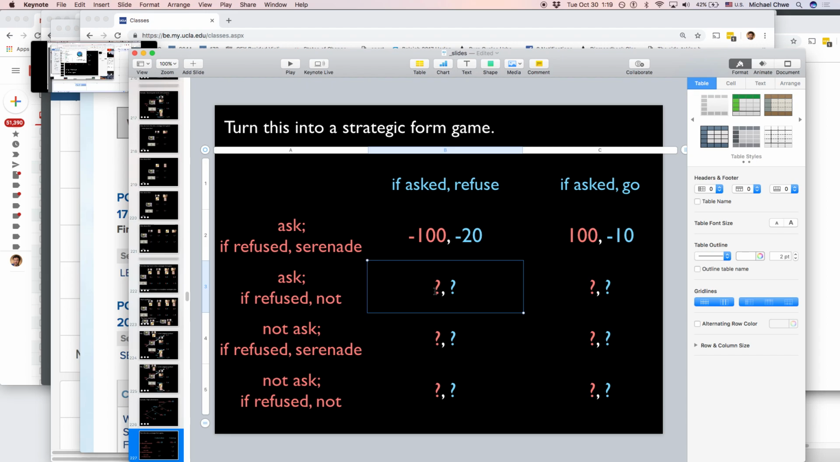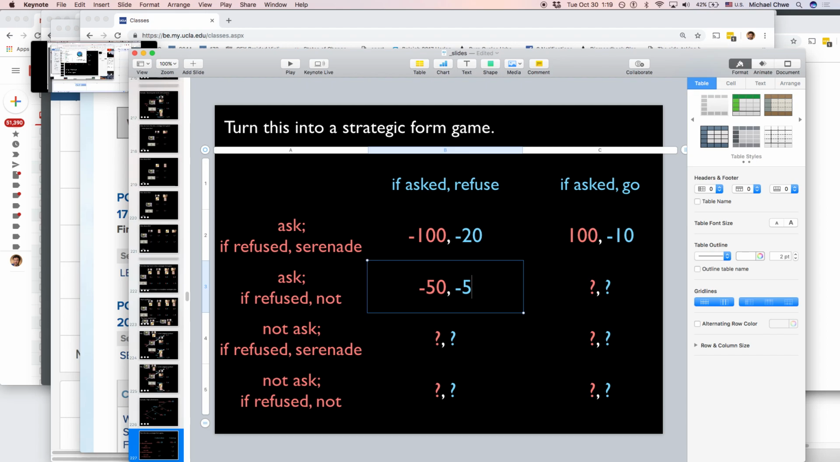Yeah? So for the not asking them if you serenade, how is that possible if you didn't ask? Okay. So we're talking about this one here, down to the last. Yeah, this is an easy question. So you're saying, okay, this is 1 says, I don't ask, but if they refuse me, I would serenade. Okay? So that doesn't even make sense, right? Because if 1 doesn't ask, this part of everything never occurs. So what do we have to write down?